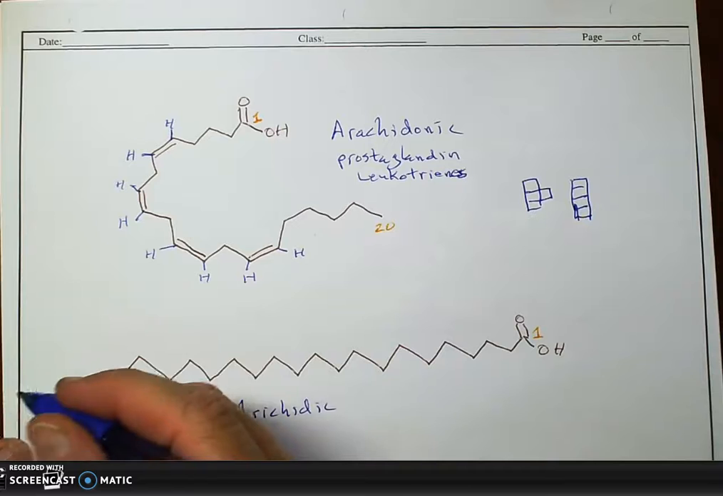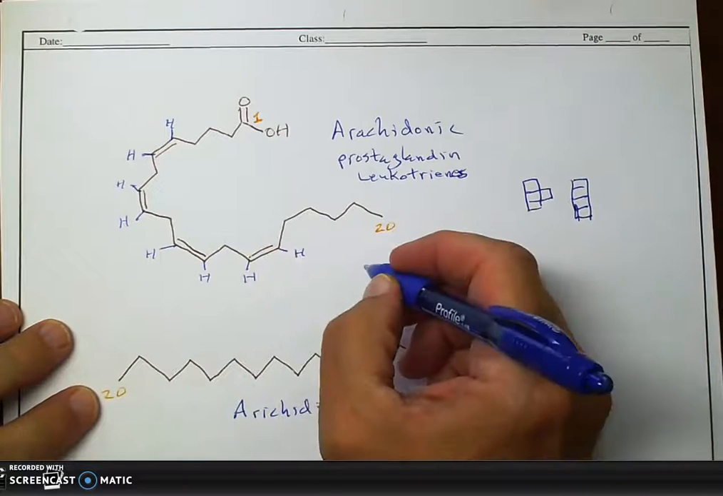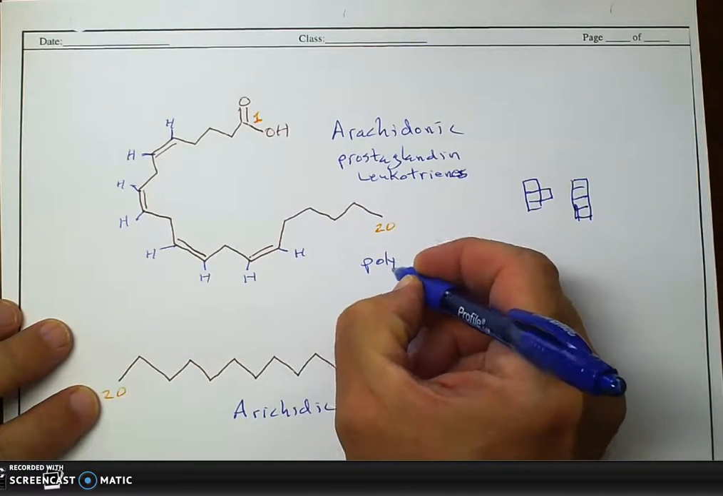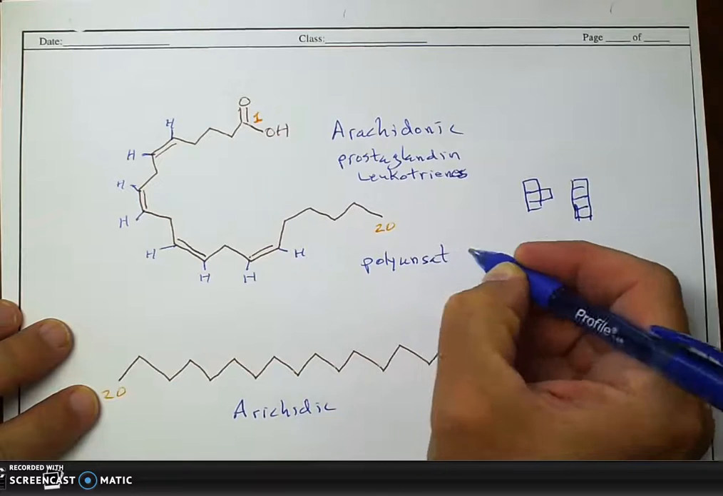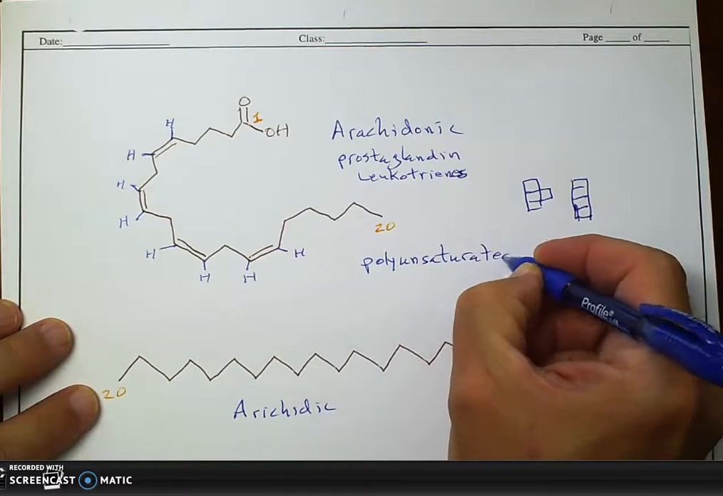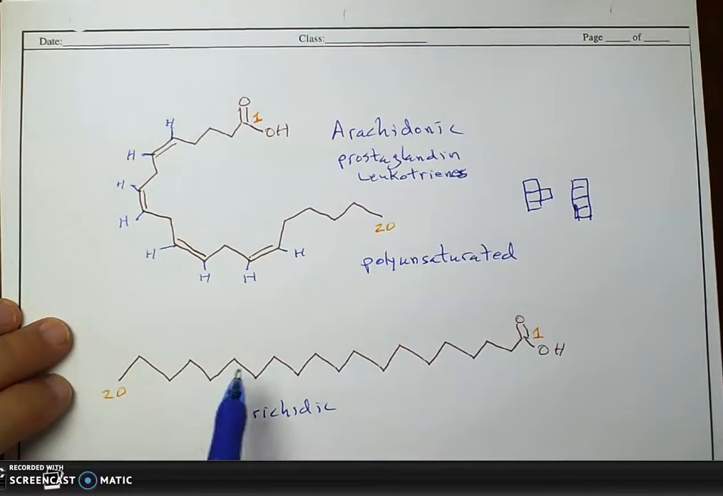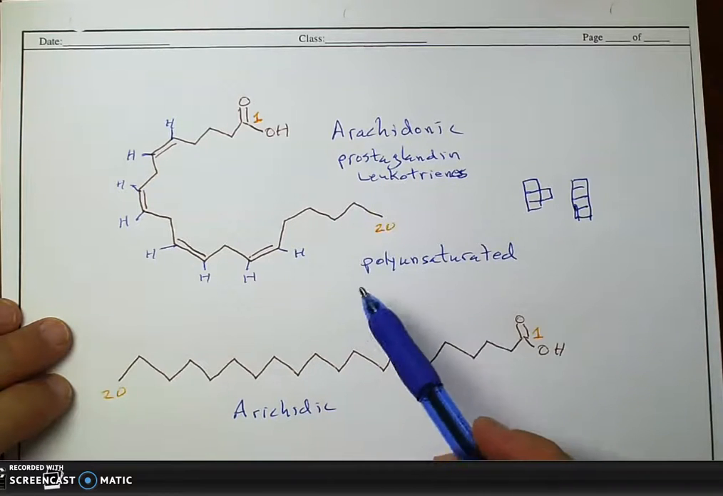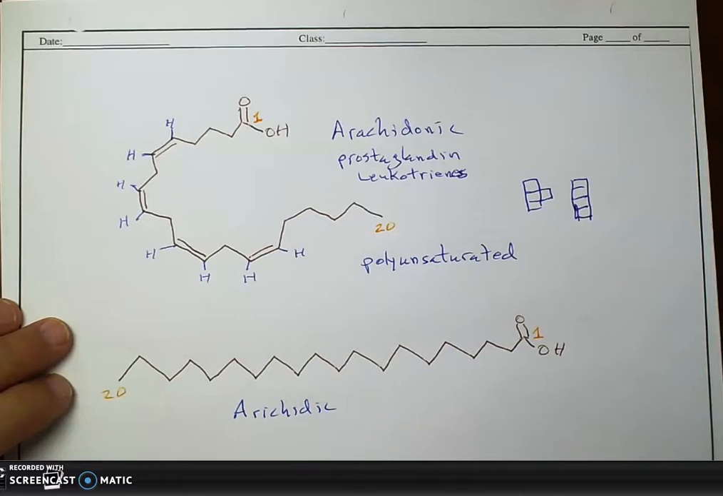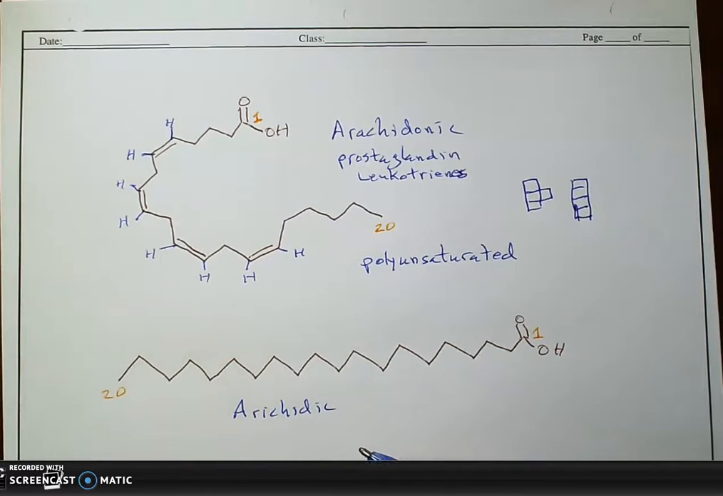Alright, so what have we seen here today? This arachidonic acid is an example of a polyunsaturated fatty acid, and both arachidic and arachidonic acid are long chain fatty acids. We talked earlier about medium chain fatty acids making up medium chain triglycerides. So that's going to be it for this segment, and see you on the next one.